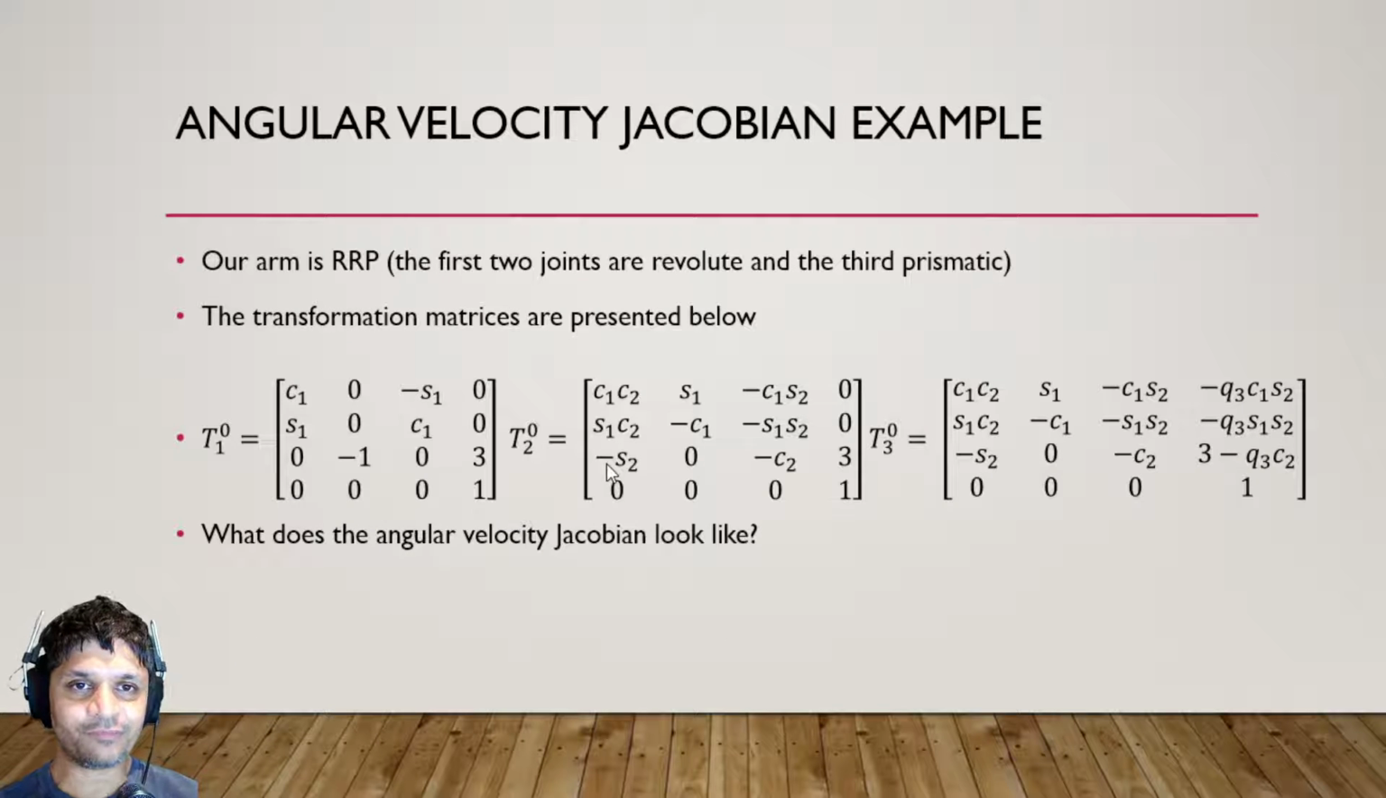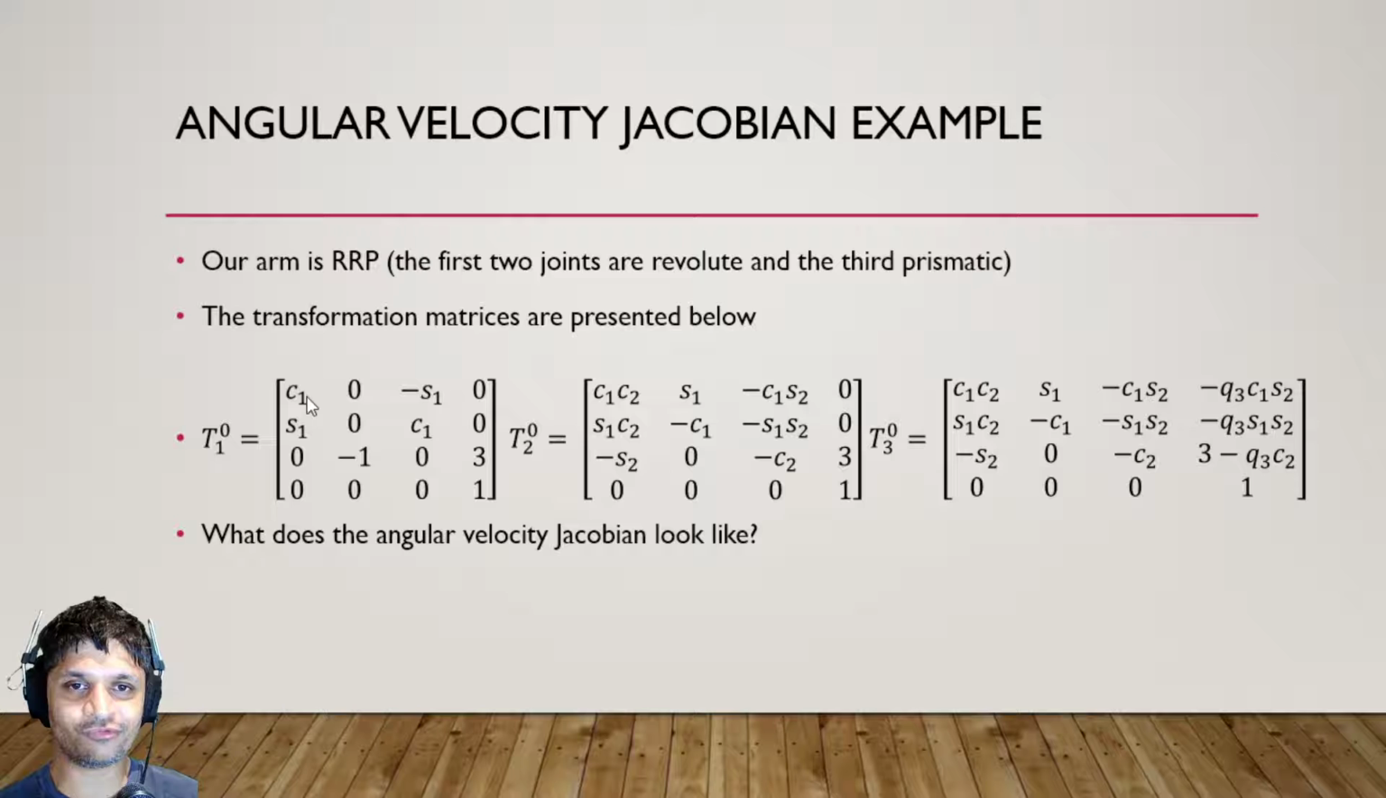And as an example, let's say we have an RRP arm. That's one where the first joint is revolute, the second joint is revolute, and the third one is prismatic. If we've got transformation matrices as presented below, we can figure out what the angular velocity Jacobian looks like. So let's look at these transformation matrices. I just got a shorthand here.